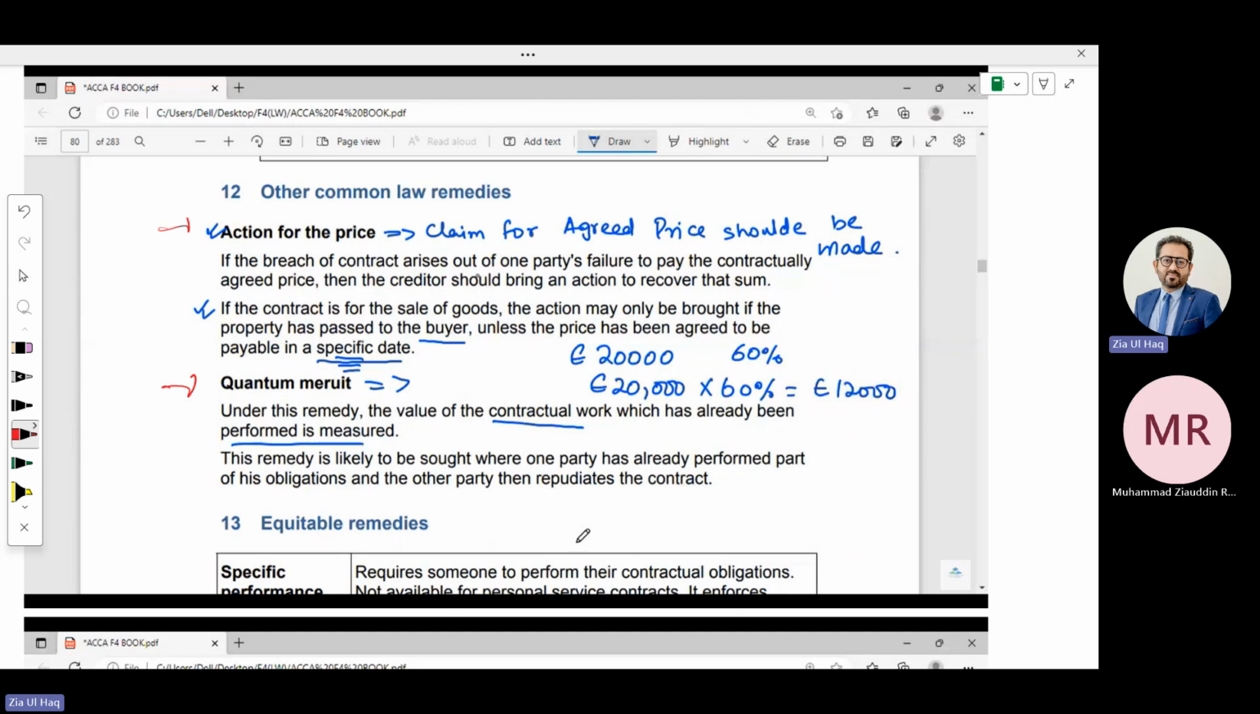If the breach of contract arises out of one party's failure to pay the contractual agreed price, then the creditor should bring an action to recover that sum. One party delivers the goods, another party promised to pay the money after delivery, but they didn't pay, so he can claim for that price that was agreed. If the contract is for the sale of goods, the action may only be brought if the property has passed to the buyer, meaning you have delivered the goods, unless the price has been agreed to be payable on a specific date.